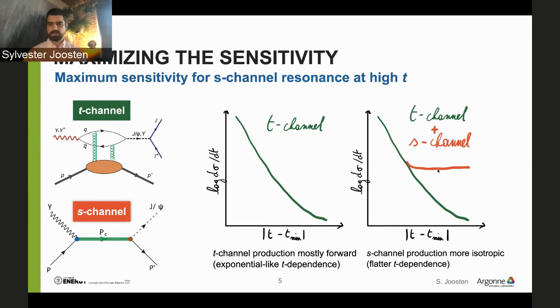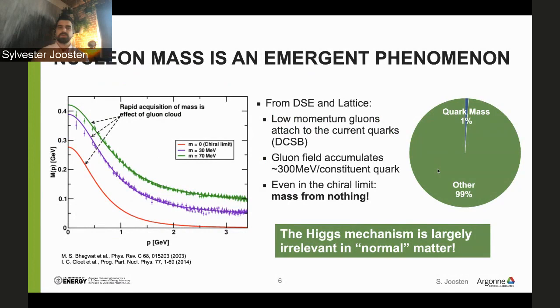Some other physics that we can measure when we really map out this T dependence from low T to high T includes the origin of the nuclear mass. And let me just take this little detour here.